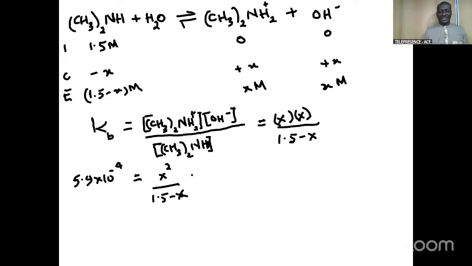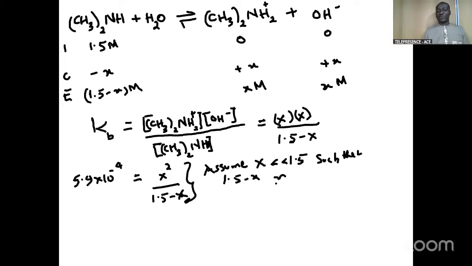All right, so we can then say, assume X is far, far less than 1.5, such that we can say that 1.5 minus X is approximately equal to 1.5. All right, so this implies therefore that 5.9 to the power of minus 4 will be equals to X squared over 1.5.